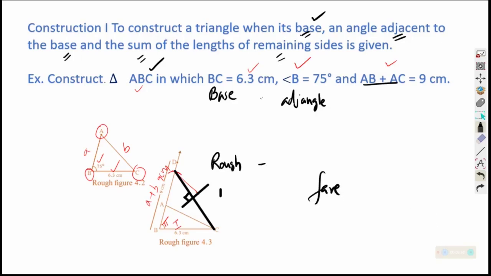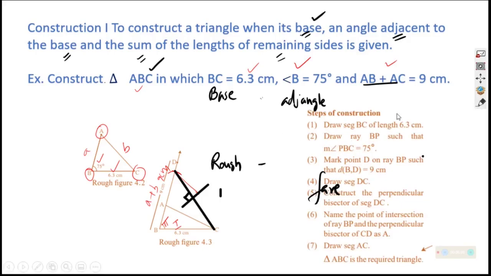This is a rough diagram, and you are going to make a fair diagram, and there are steps for construction. The steps for construction are very important. We should follow that. First we have to make the base, then we have to make the angle, then we have to measure the distance of 9 centimeter, then we have to go for drawing DC. So I will give you one by one clearly. This is again given in the textbook also.